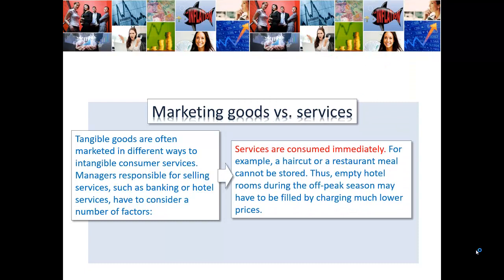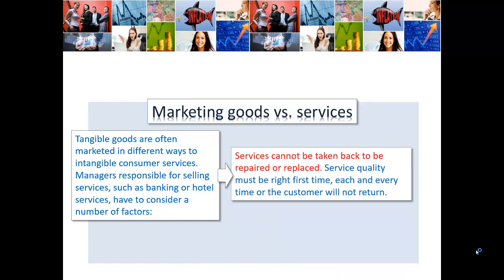Tangible goods are often marketed in a different way to intangible consumer services. Managers responsible for selling services such as banking or hotel services have to consider quite a few different factors. Services are consumed immediately. You can't buy a haircut and then have that haircut later. So for example, a haircut or a restaurant meal cannot be stored, so empty hotel rooms during the off-peak season may have to be filled by charging much lower prices.